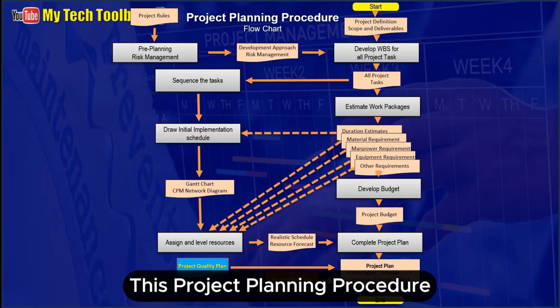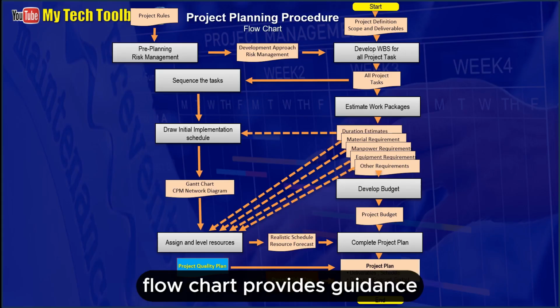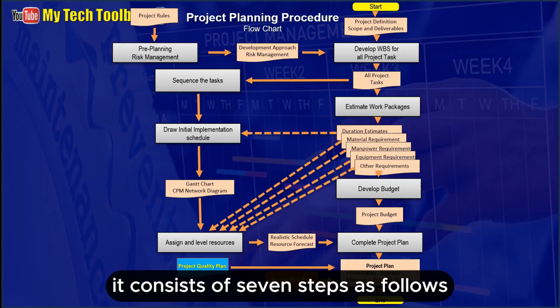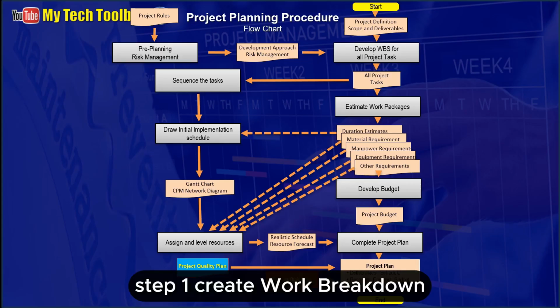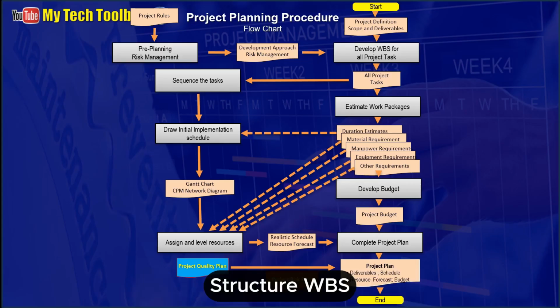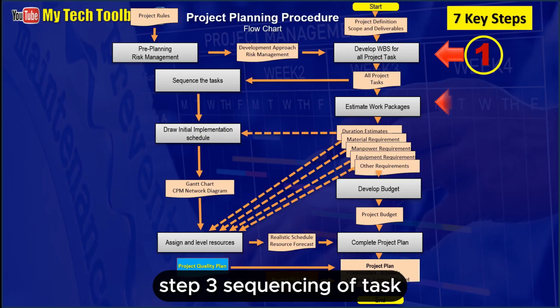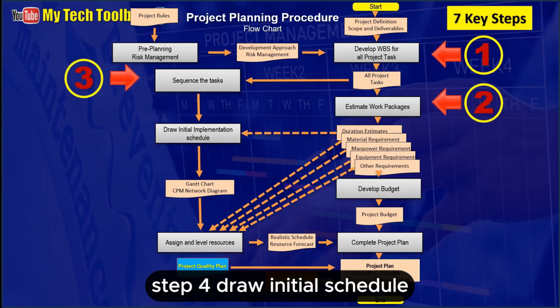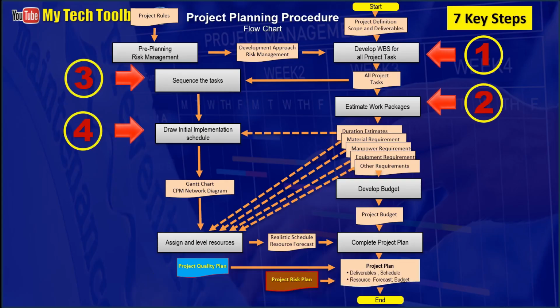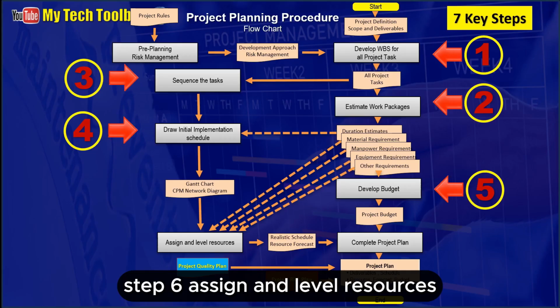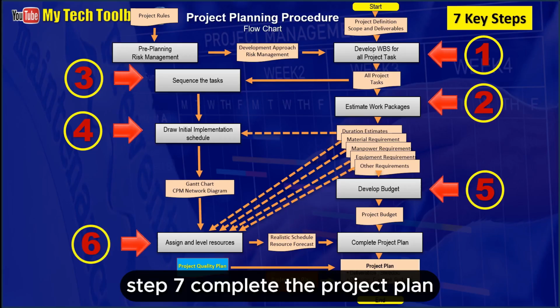This project planning procedure flow chart provides guidance for a planner to properly create the project plan. It consists of 7 steps as follows. Step 1. Create work breakdown structure, WBS. Step 2. Estimate work packages. Step 3. Sequencing of tasks. Step 4. Draw initial schedule. Step 5. Develop budget. Step 6. Assign and level resources. Step 7. Complete the project plan.